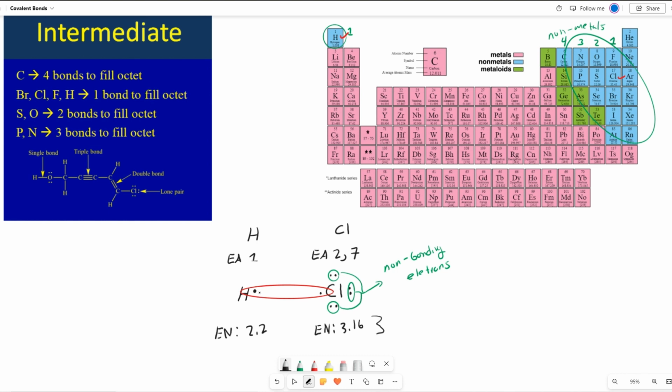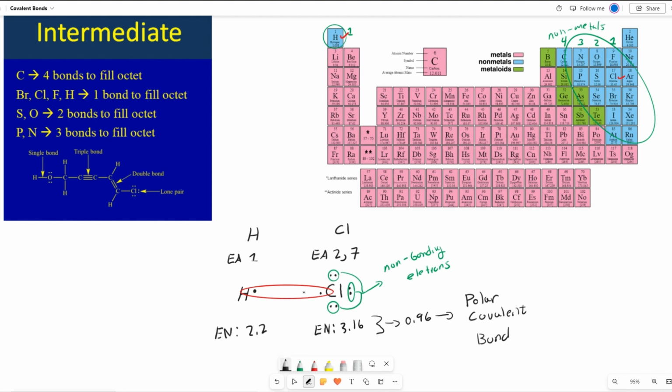Now, if you take the difference between them, you get 0.96, which is less than 1.5, so it's going to be a covalent bond, but it's greater than 0. So that means that these 2 atoms will make a polar covalent bond, which means the electrons will not be evenly shared between the two atoms.